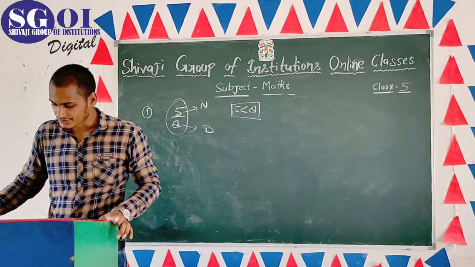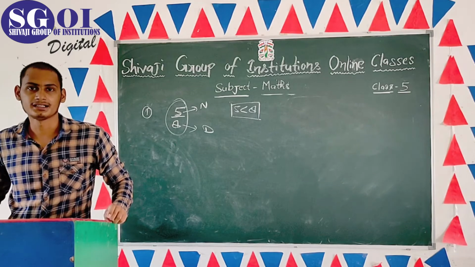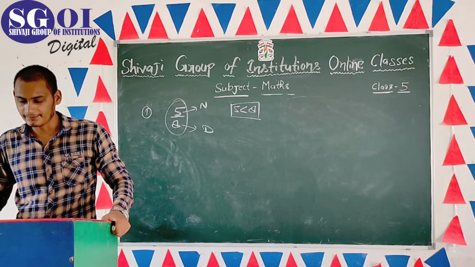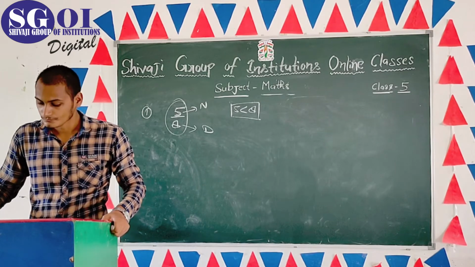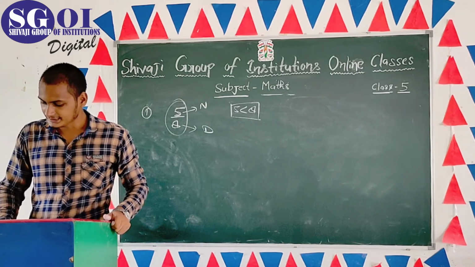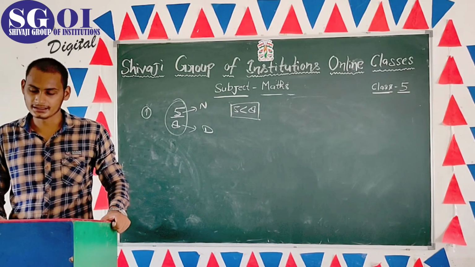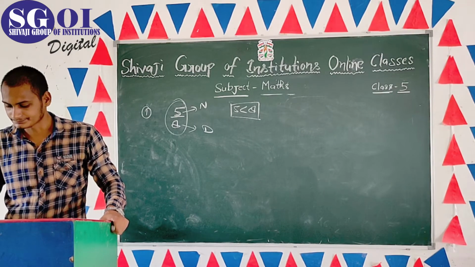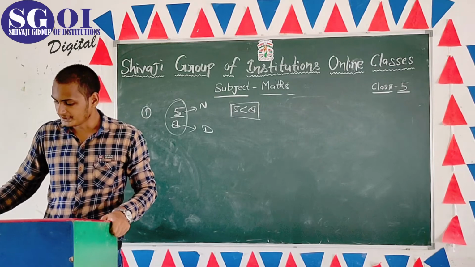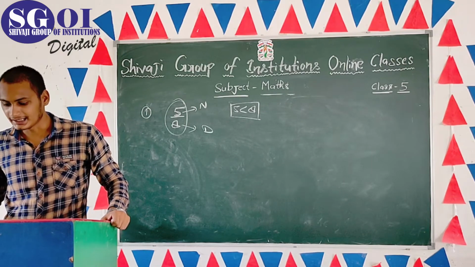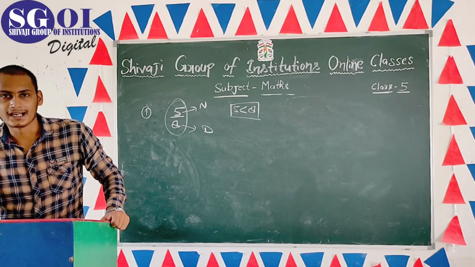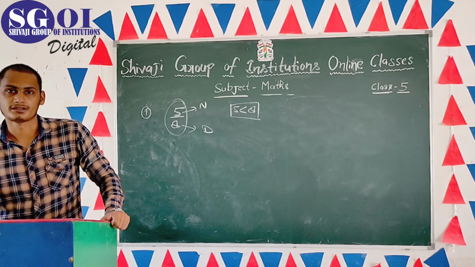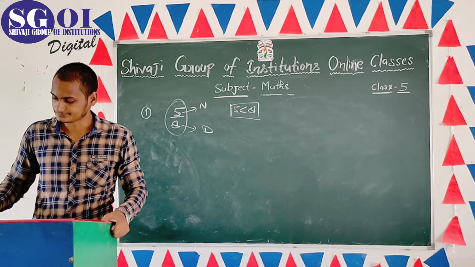Okay, friends. Question number 2, 7 upon 11. The numerator is 7 and 7 is less than 11. So 7 upon 11 is a proper fraction. Next one is 6 upon 19. Here 6 is less than 19. So 6 upon 19 is a proper fraction. Question number 5, 15 upon 11. 15 is greater than 11. It means the numerator is greater than the denominator. So it's not a proper fraction. It's an improper fraction.